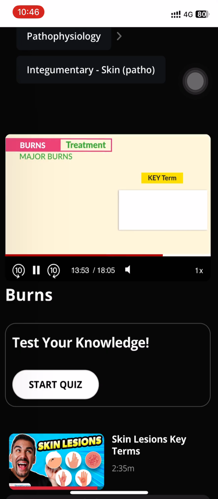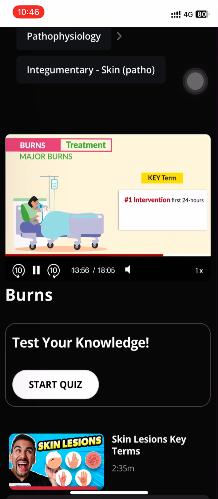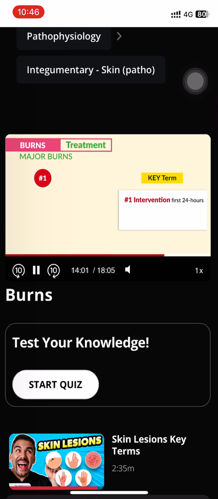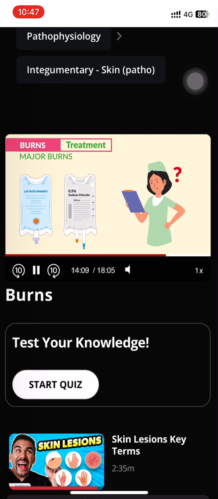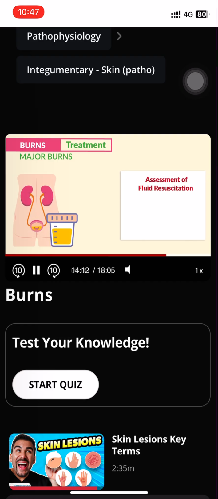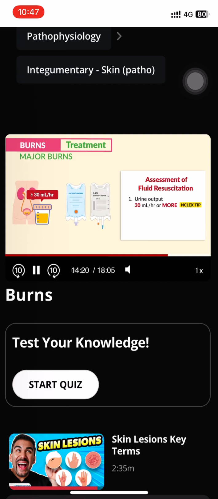Now for the treatments of major burns, as mentioned before, during the emergent phase, the number one intervention in the first 24 hours, hopefully you wrote this down, we give isotonic solutions like IV lactated ringers and IV normal saline. Now, how do we know if fluid resuscitation is working or not? Well, the assessment of fluid resuscitation, big key term here, urine output 30 mLs or more. Huge NCLEX tip. Make sure to write that down. Urine output is a vital sign that indicates fluid resuscitation has been effective. So that's why we say 30 mLs per hour or less means the kidneys are in distress.